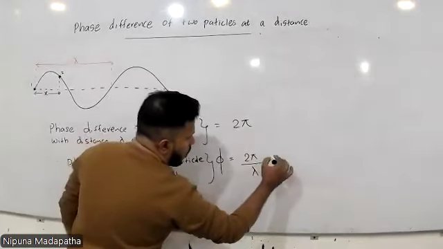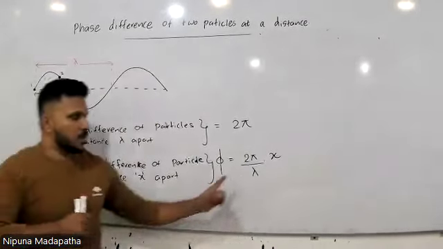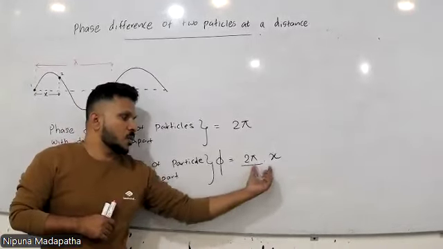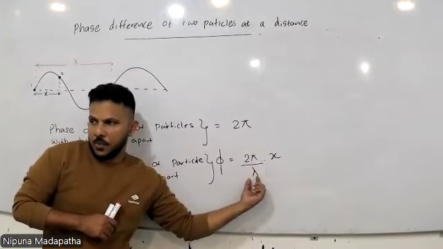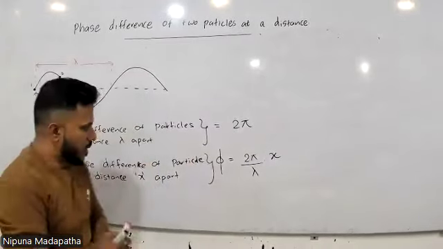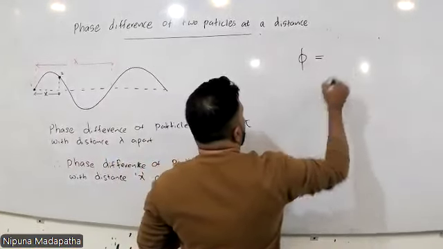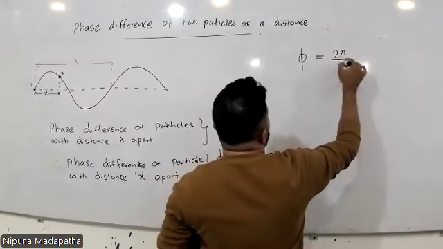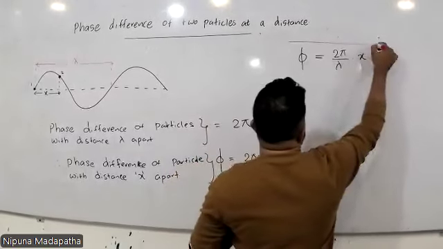Then what about lambda distance again? The phase difference is 2π. Then what is the phase difference for distance x? It's as simple as that. So the phase difference of these two particles with a separation of x is given by 2π over lambda times x. This is the expression.